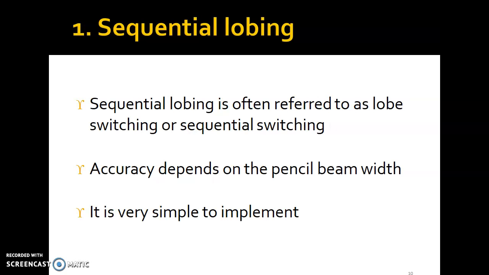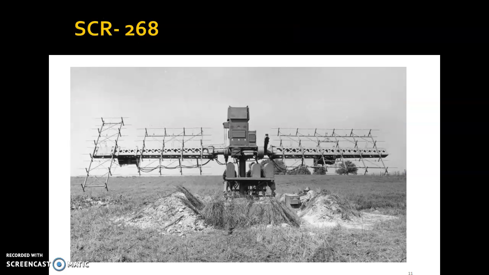For single targets, we are talking about sequential lobing. The first single target detecting technique is sequential lobing. Sequential lobing is basically sequentially moving the axis of the antenna from one beam to the other beam so that it can lie exactly upon the main target axis. Accuracy again depends upon the pencil beam. The narrower the beam is, the more accurate the processing of the signal becomes. It is a very simple technique to implement. It doesn't include much more complicated techniques.